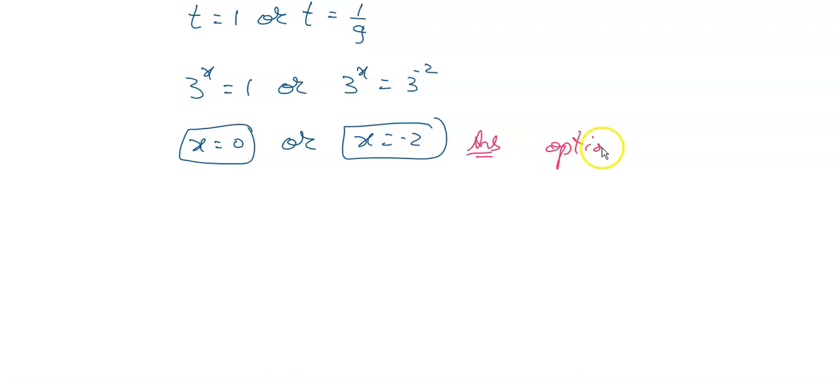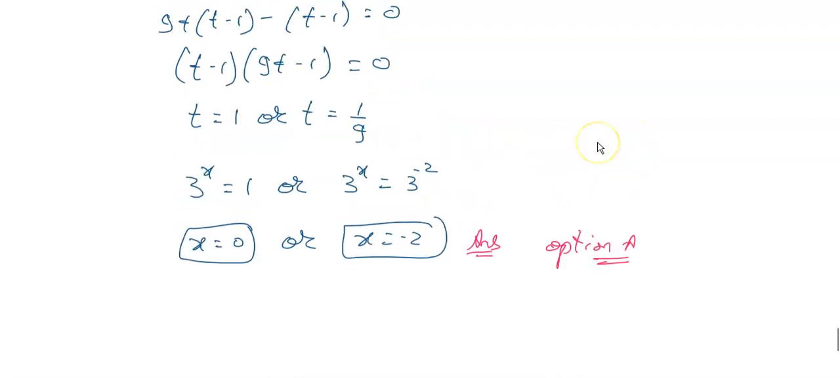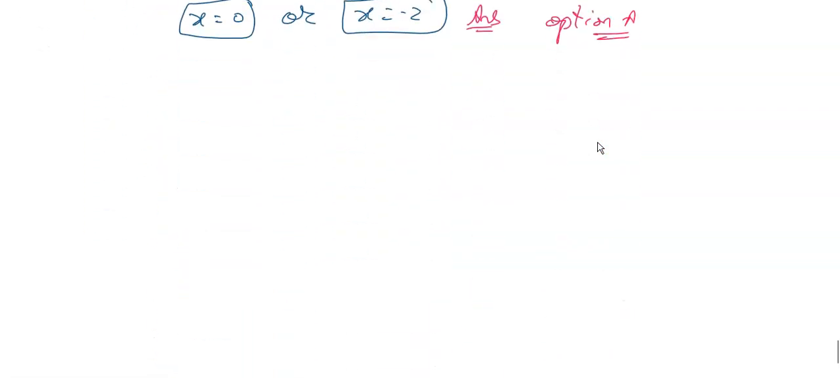Option A is the correct answer. Let's come to the next question, that is question number 15. It says the quadratic equation x square minus 5x plus 3 equal to 0.